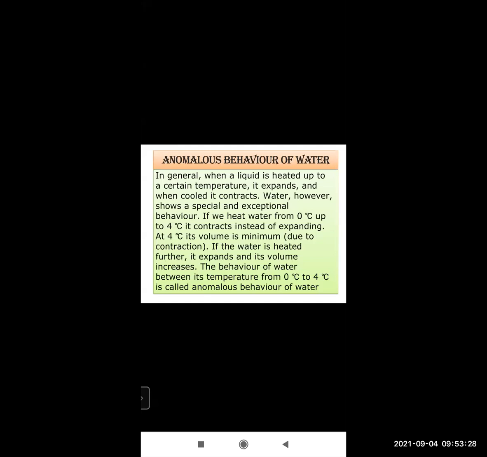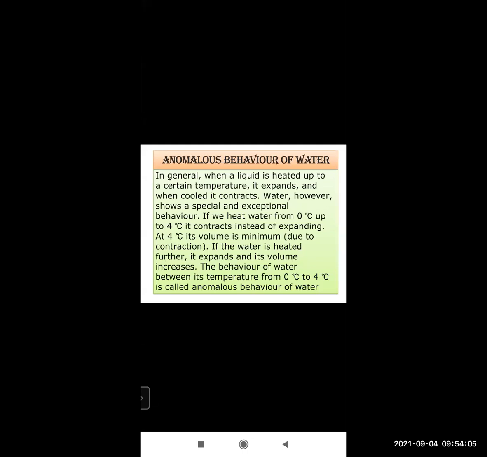Water, however, shows special and exceptional behavior. If we heat water from 0 degrees Celsius up to 4 degrees Celsius, it contracts instead of expanding. Remember this. At 4 degrees Celsius, its volume is minimum. Remember this point because this can be asked for the filling the blanks objective type question. Because at 4 degrees Celsius, its volume is minimum due to contraction.